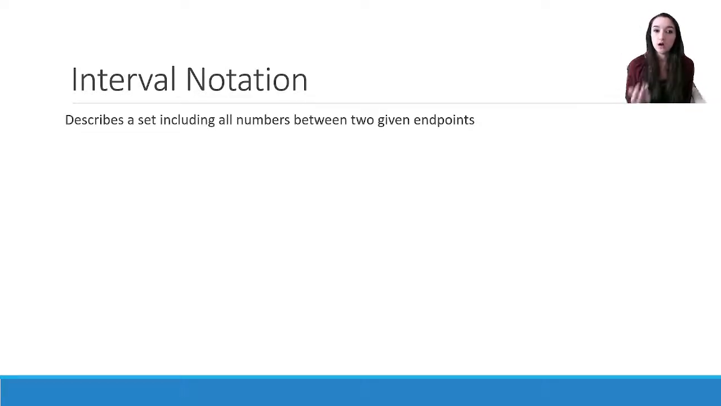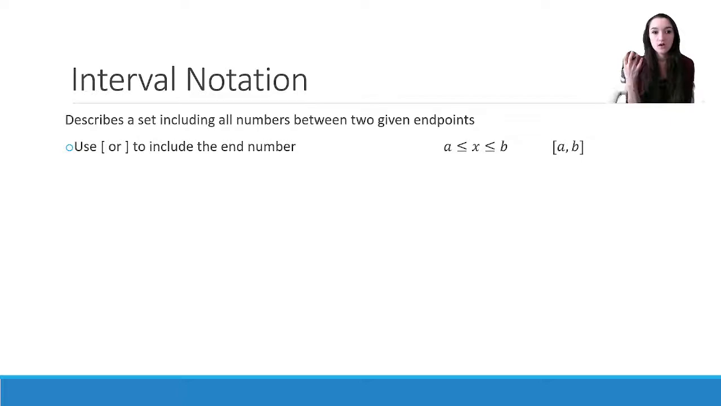Interval notation allows us to describe a set including all numbers between two given points. We will use square brackets to include a number, like less than or equal to and greater than or equal to do. So to write a is less than or equal to x, which is less than or equal to b, we would write square bracket a, comma, b, square bracket. That's how we would represent that section of a number line using interval notation. It's just saying from a to b, but we're including both a and b.